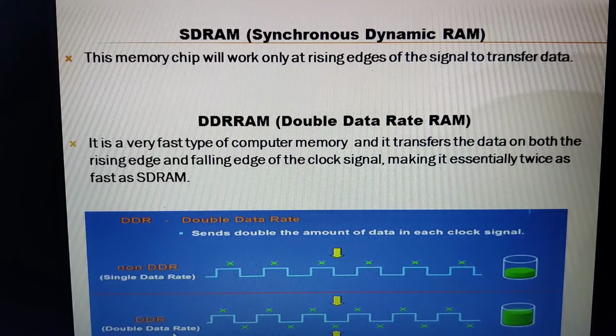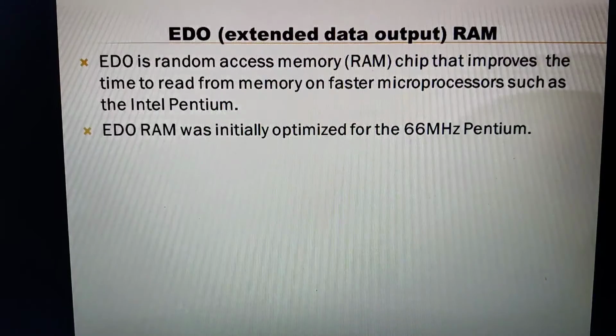Therefore the double data rate random access memory is quite the fastest kind of random access memory. We have different double data rate random access memories, like DDR SDRAM 1, DDR SDRAM 2, DDR3, and DDR4. These are the different variations under double data rate random access memory. And finally we had discussed the EDO.